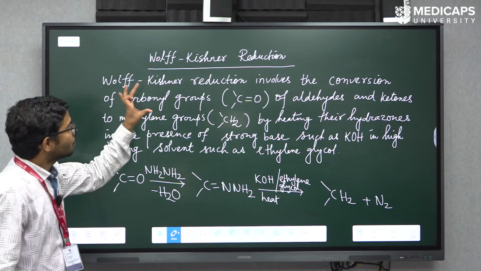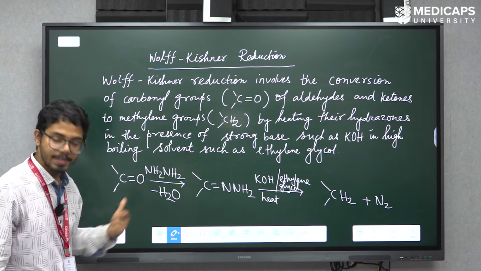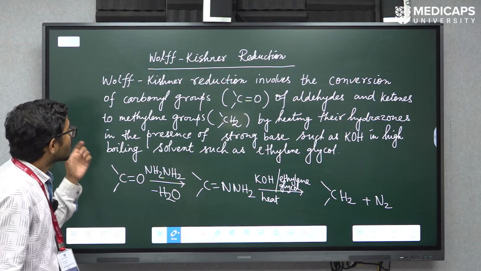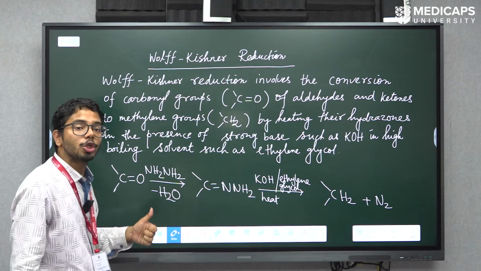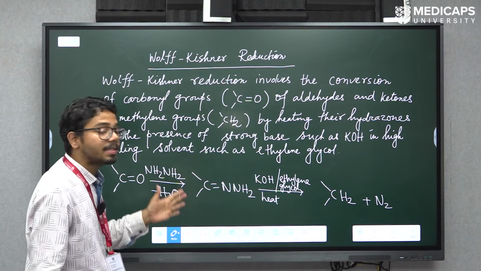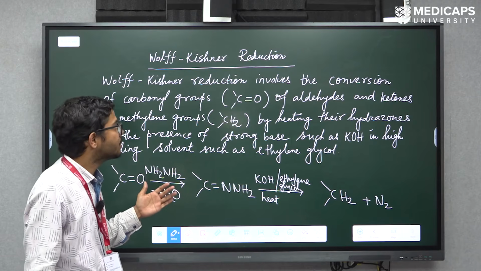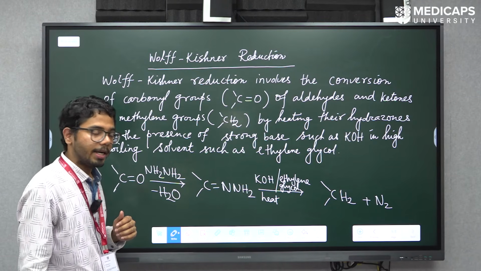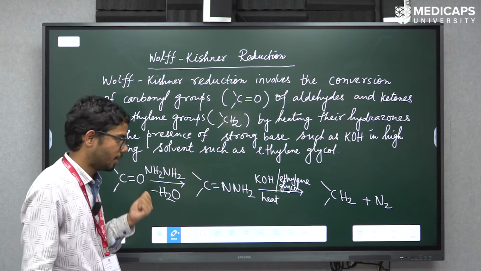So Wolff-Kishner reduction is carried out in the presence of a strong base. As a result, we have to make sure that the substrate does not contain any base-sensitive group. If my substrate contains some base-sensitive group, we cannot go with Wolff-Kishner reduction. In that case, we have to go for Clemmensen reduction.